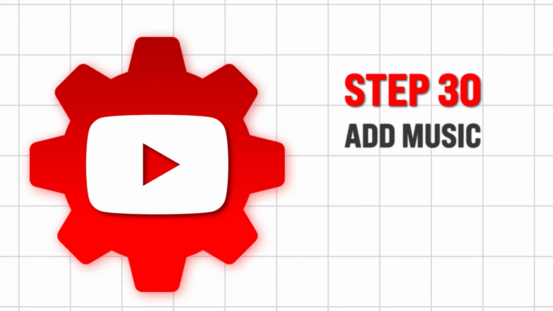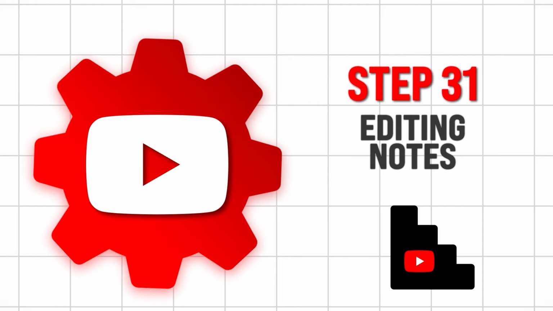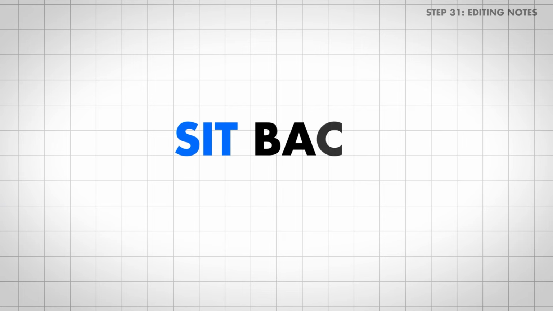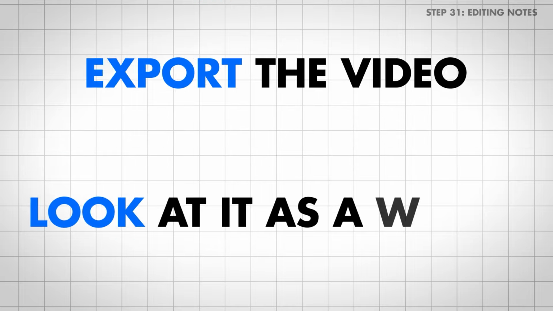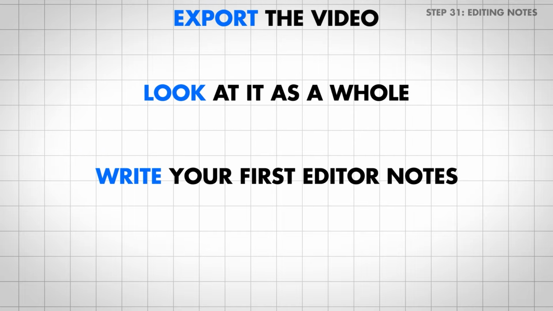This is also a step where you can start adding some of your zooms already. Step 31, and this really depends on what kind of team you have. If you have a very advanced team, you do this step. If you're on your own, then maybe you can skip this step. But it's to sit back, export the video, look at it as a whole, and leave your first editor notes.